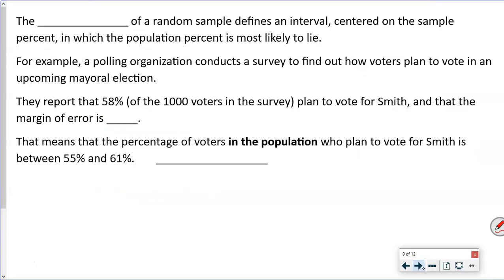All right, so the margin of error of a random sample defines an interval centered on the sample percent in which the population percent is most likely to lie. And we're going to talk about what this means in just a second. So this is going to be margin of error.